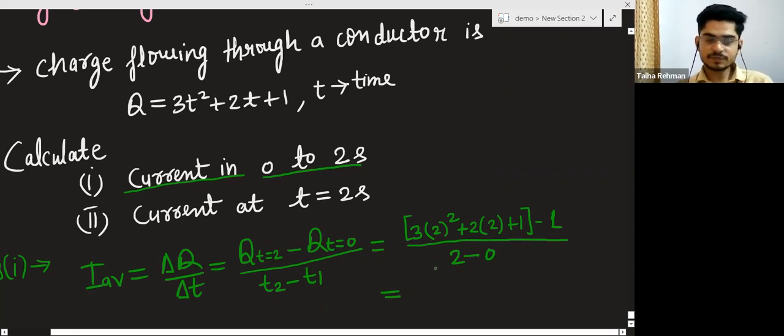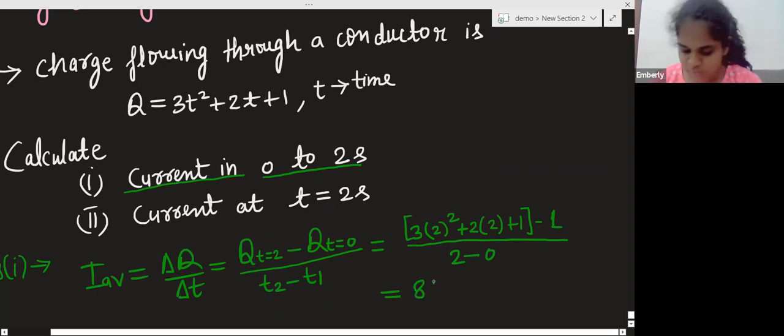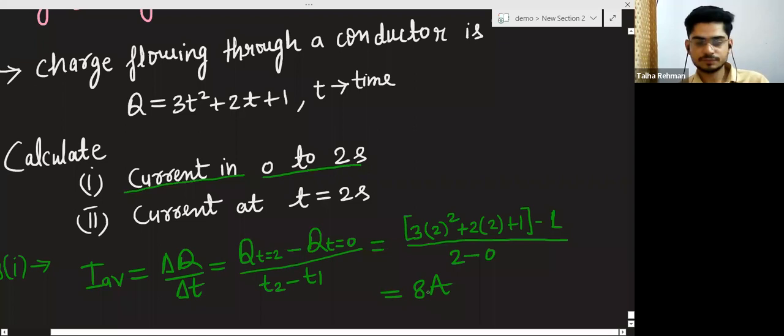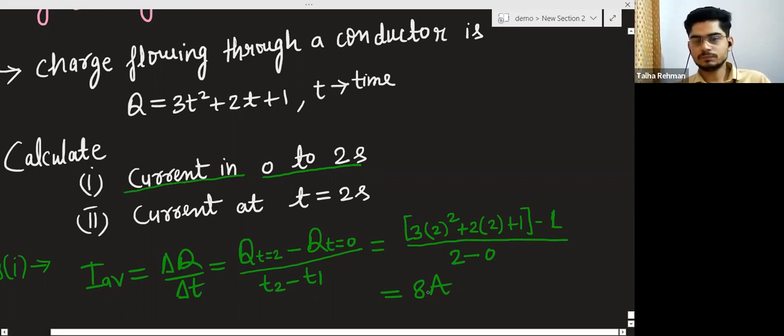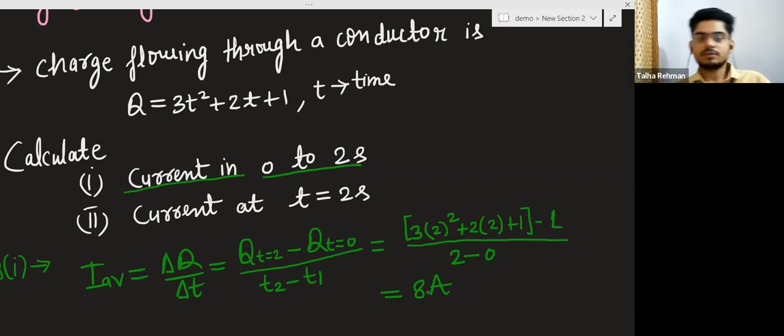Can you calculate the answer for me? Yes, I'll try. Okay. And you should check your answer also. What is the answer? 8 ampere. Yeah, 8 ampere.